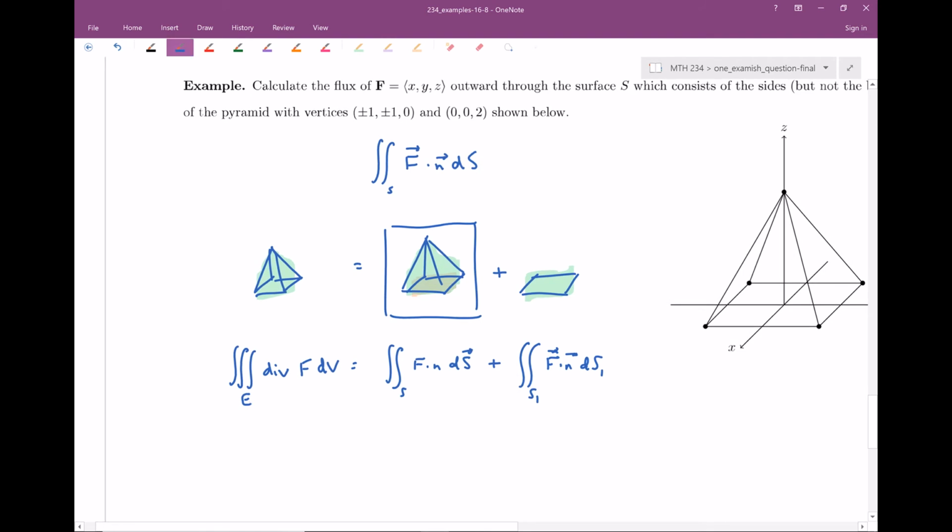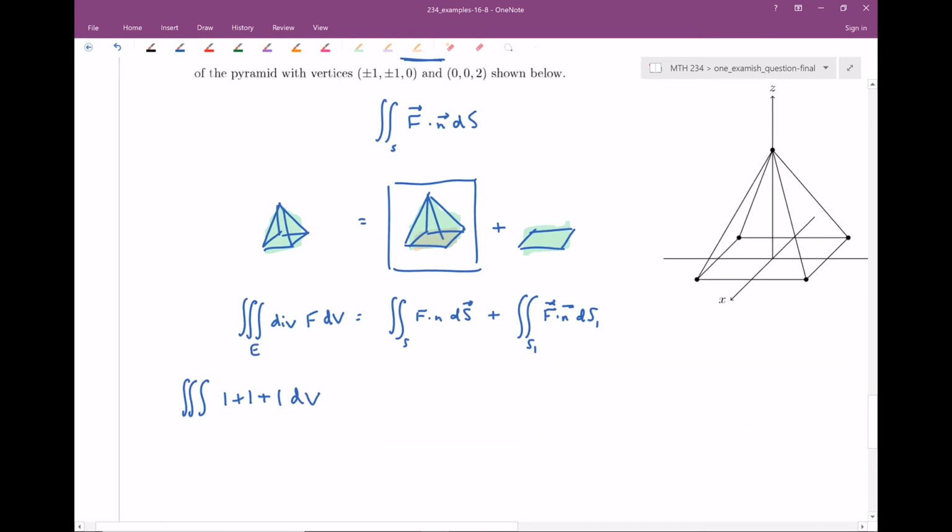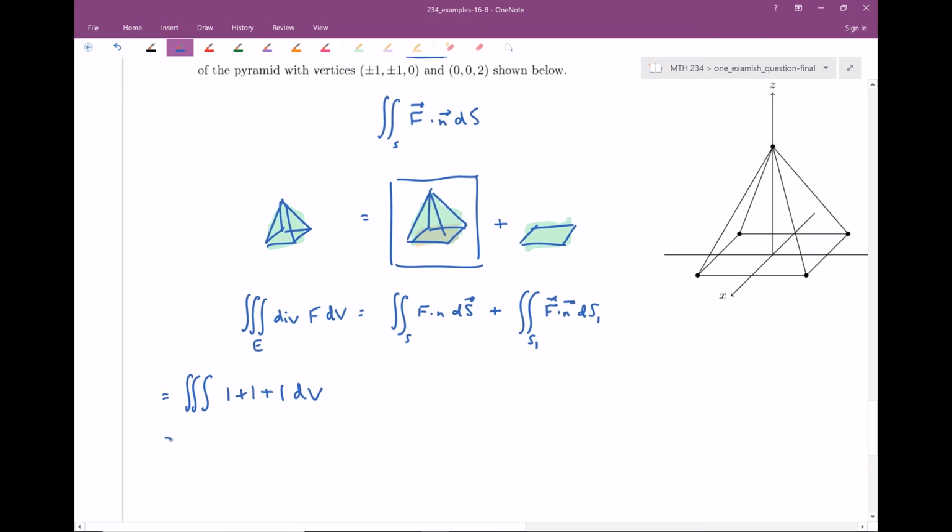Again, for the divergence of F, if we had the pyramid with the base included, so all of the sides and the base, this would be the triple integral of the divergence of F. So let's look at F and calculate the divergence. In the first component we take the partial derivative with respect to x, and I get 1. In the second component, the partial derivative with respect to y, I get 1. In the third component, the partial derivative with respect to z, I get 1. So this is going to be the triple integral of 3.